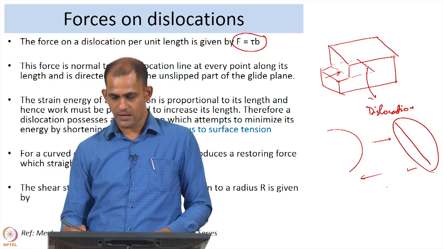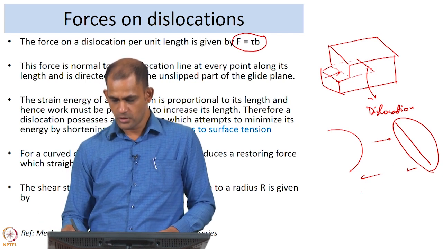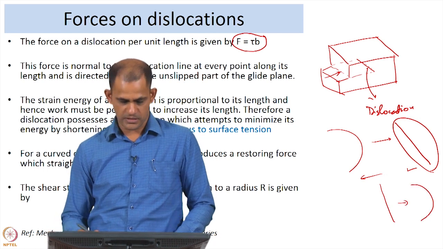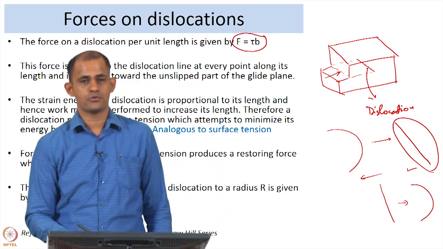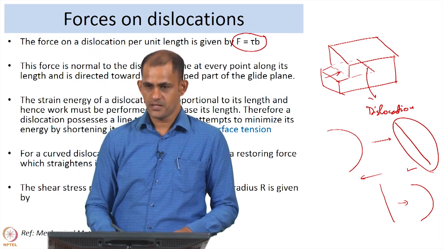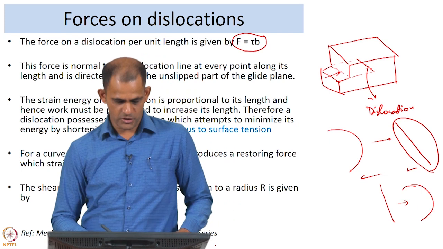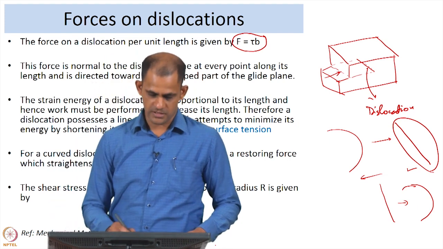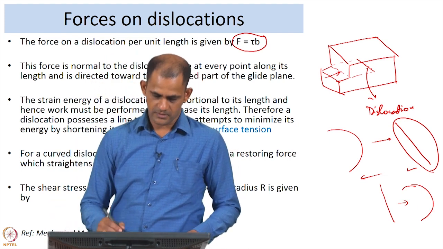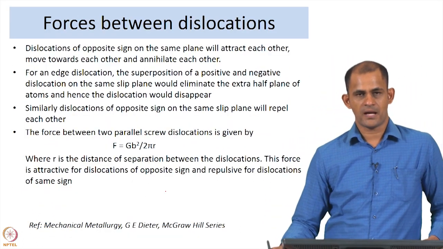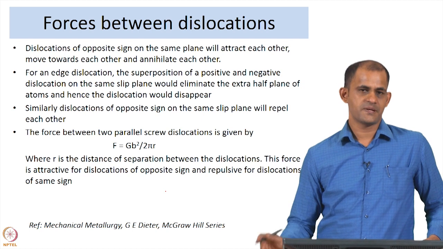So, you will have to apply a stress if you want to go from a straight dislocation to a curved dislocation. If this curved dislocation has a radius of curvature r, then the shear stress required to bend the dislocation to a radius r is given by this following relation. So, that was force on a dislocation and forces between dislocations.